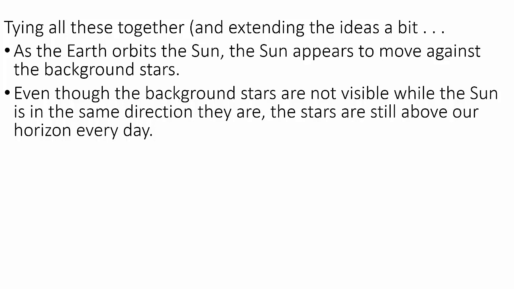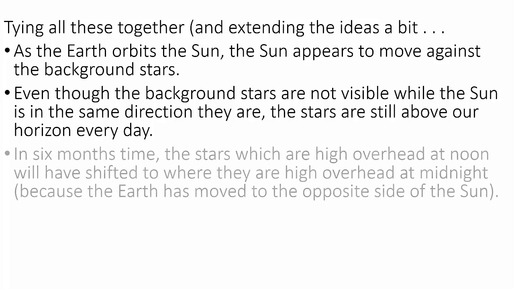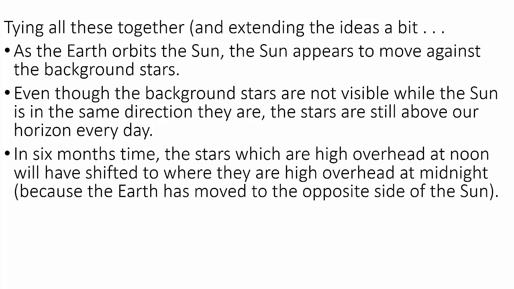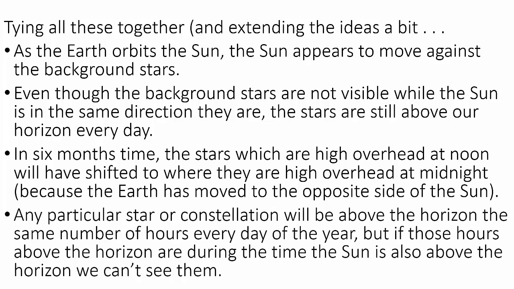And even though those background stars are not visible while the Sun is in that direction, they are still above our horizon every day. In 6 months' time, the stars which are high overhead at noon will have shifted to where they are high overhead at midnight. And that's because the Earth has moved to the opposite side of the Sun. And finally, any particular star or constellation will be above the horizon the same number of hours every day of the year. But if those hours happen while the Sun is also up, we can't see them.